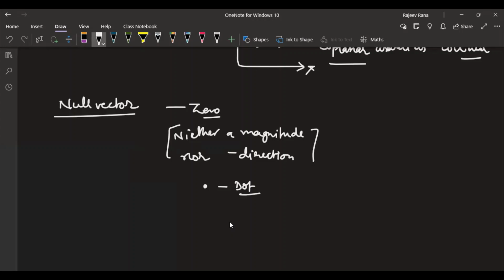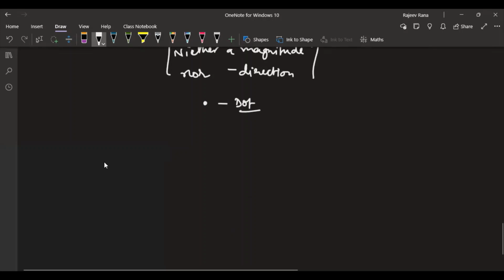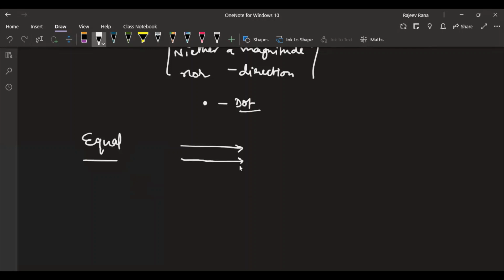In this way, you can just read the types of vectors. It's only polar vector, axial vector, equal vector, opposite vector. Shall I tell all? It's just a theoretical part. Equal vector: two vectors which are equal in length are equal vectors.